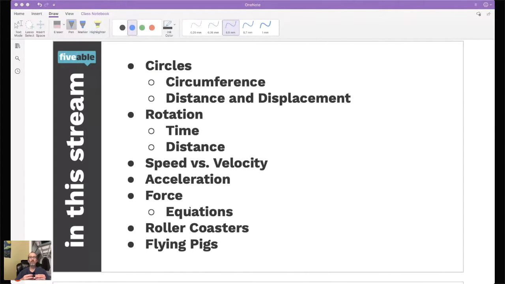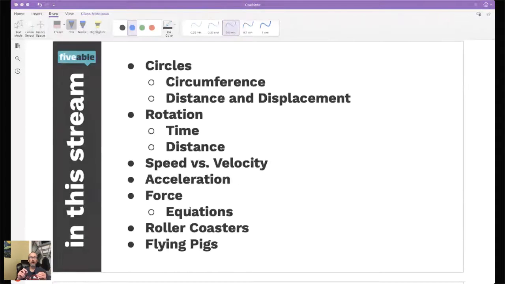So one of the things that we're going to talk about today is circles. We're just going to start at the basics, talk about circumference and distance versus displacement of a circle. We'll do rotation very quickly and talk about time versus distance and what they can do. Then we're going to really get into the meat of things and look at speed and velocity, acceleration, the force equations. And I know that some of you are able to see some of the different force equations, roller coasters and flying pigs. So we'll take a look at those.